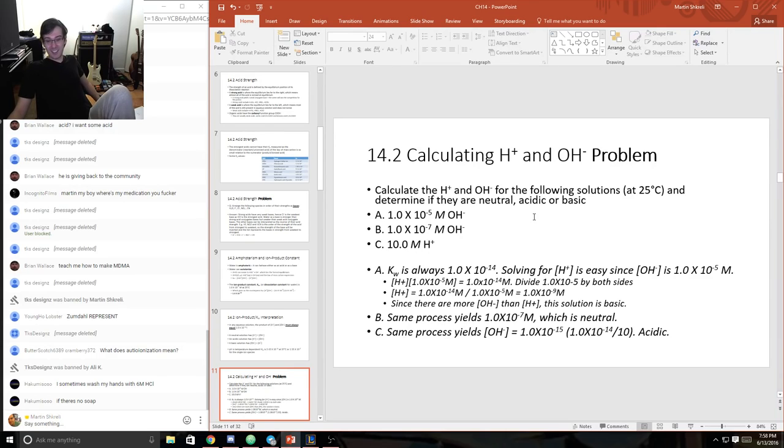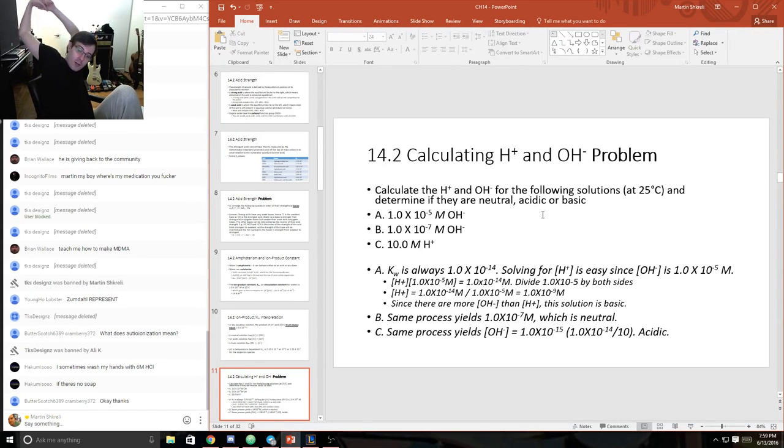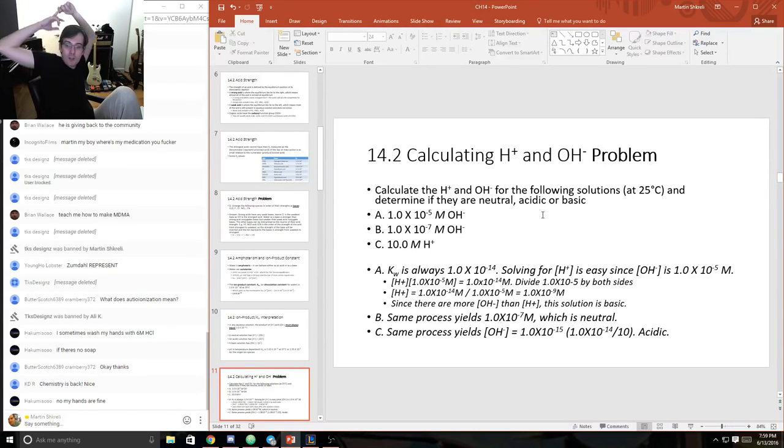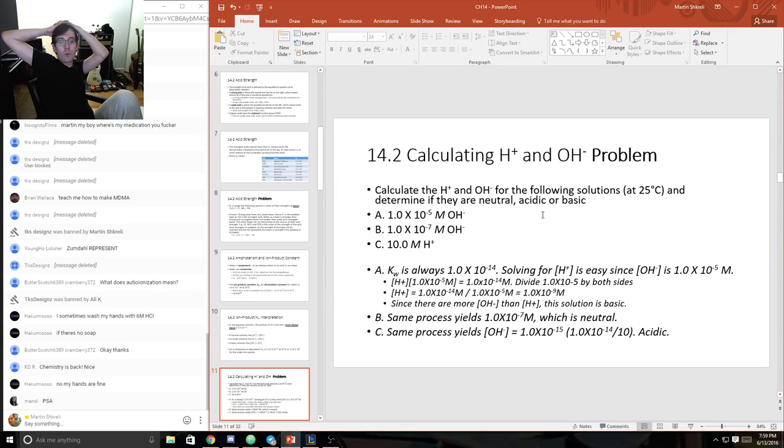So anyway, enough jokes. All right, so we're here to calculate the values for 1.0 times 10 to the negative 5th molar hydroxide ions. How many protons are there? And how many hydroxide ions are there? Hi, KDR. All right, so remember the Kw is always going to be 1.0 times 10 to the negative 14th. So solving for H plus is very easy since they're giving us the OH minus.